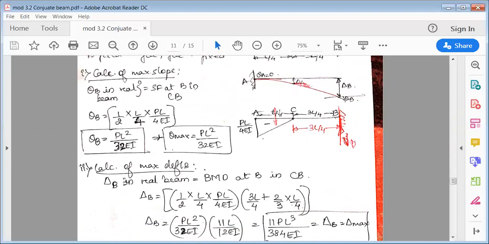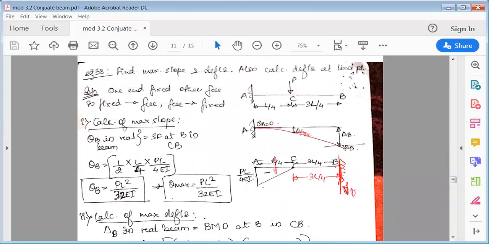Now the bending moment at B in the conjugate beam is nothing but half into base into height, which is the area of the load, times the CG of this area from point B. The CG of the area from point B is 3L by 4 plus the centroid of a triangle measured from the apex, which is 2/3 of L by 4. So we add these, and this complete distance gives delta B. When you solve this, you'll get 11 PL cubed by 384 EI.